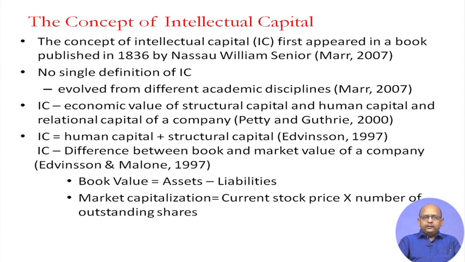There is a definition given by Edmondson, who is trying to see how we can calculate the intellectual capital index of an organization, and he says that it is nothing else but the difference between the book value and the market value of a company. So, what is book value? That is the balance sheet of your organization, that is assets minus liabilities, and that is how you create book value for an organization. But when it comes to market value, you use a different formula: the current stock price times the number of outstanding shares. So, that is the market capitalization. The difference between your book value and market value is how you identify the intellectual capital index of the organization.